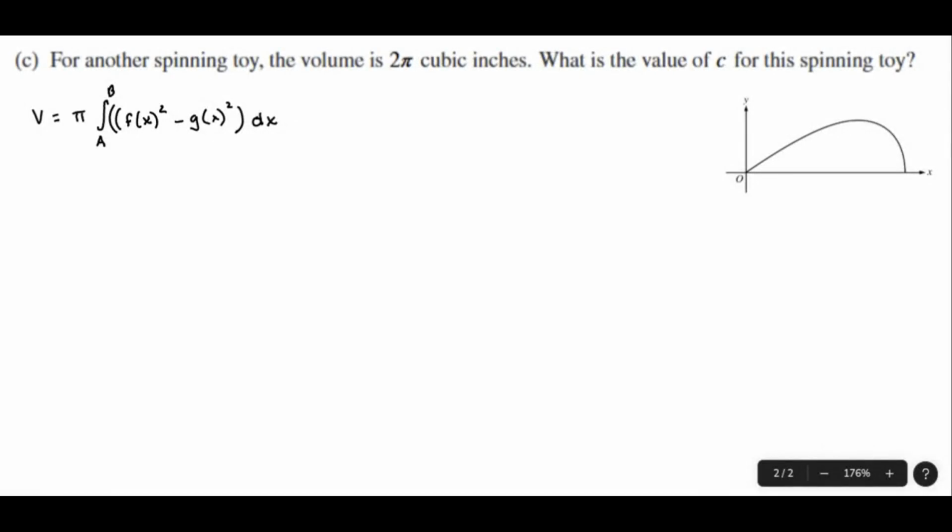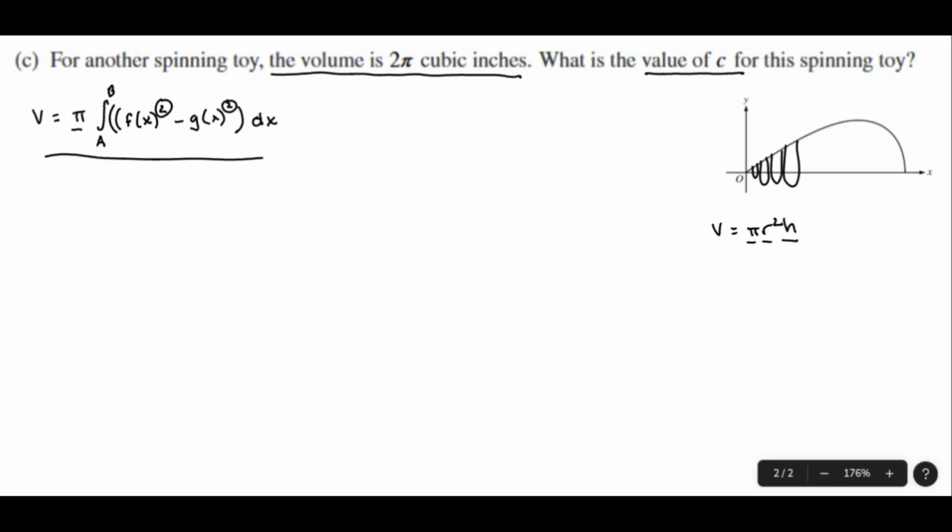For C, we're given that the volume is 2 pi cubic inches and we need to find the value of C. So we're given the general formula for the volume between two curves, and we can find that out by drawing a bunch of cylinders. The volume of a cylinder is pi r squared h, where pi is the pi in the front, h is just the Riemann sums a bunch of times, and the r squared is f of x squared minus g of x squared. But g of x is just 0, so we can just do f of x squared and cancel the g of x squared. So now we have pi from 0 to 2, since it's the same bounds, of f of x squared dx.